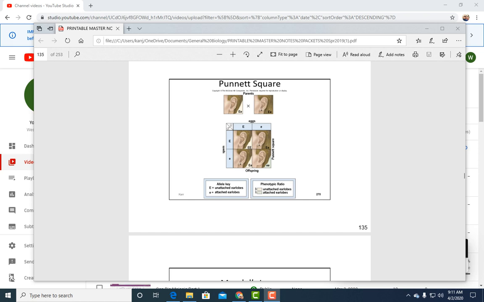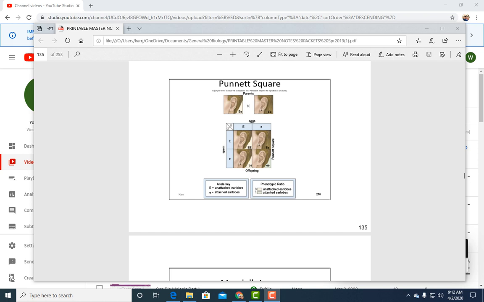And for a female who is big E, little e, half of her eggs would be big E and half of her eggs would be little e. So then we just combine these two to find what the offspring would be. If, for example, this egg with the E was fertilized by this sperm with the big E, we would have an individual that is big E, big E. And when we're looking at the allele for earlobes, unattached earlobes are dominant, which is big E. Attached earlobes are recessive, so we give that the little e.